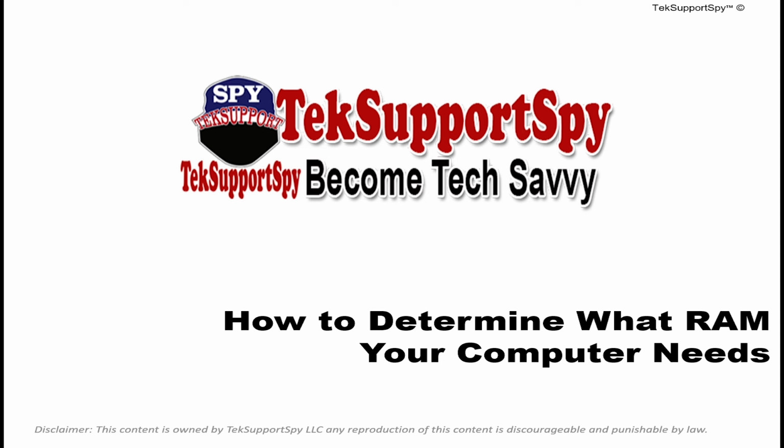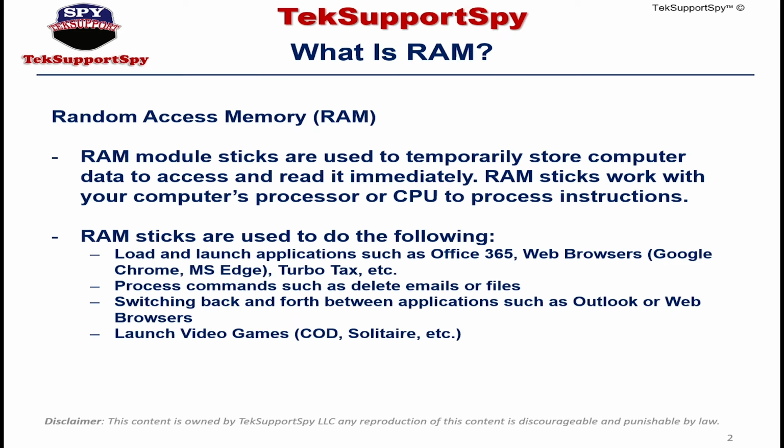All right, so we want to dive into RAM. So we want to talk about how to determine what RAM your computer needs. So we talked about random access memory, right? So random access memory, you guys know, that's your memory sticks that's in your computer, whether it's a Windows or a Mac. Obviously, the random access memory sticks are in a desktop and in a laptop.